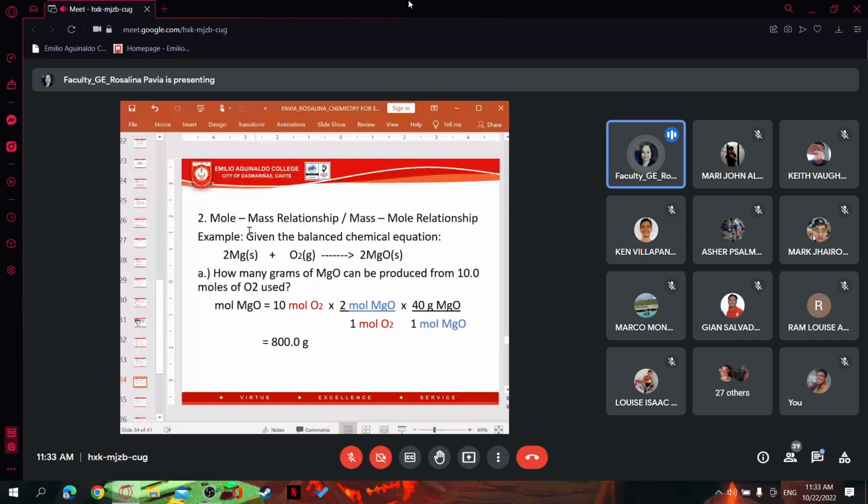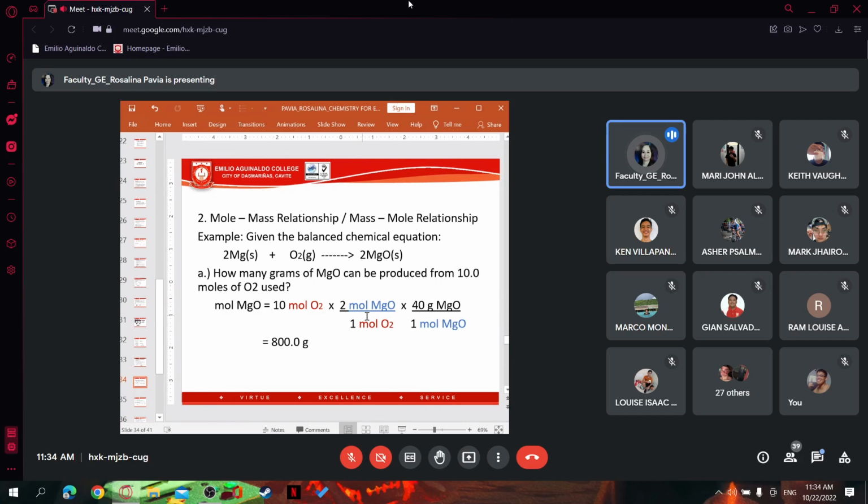Mole to mass, or mass to mole. So start with the given. You have a balanced equation. Start with the given, which is 10 moles of O2. So 10 moles of O2, how do you eliminate the mole O2? You refer to your equation. There are 2 moles MgO per 1 mole of O2.